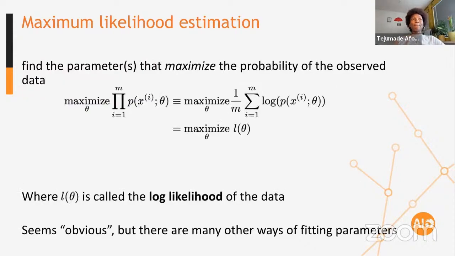And now, to find the parameters that maximize the probability of the observed data, we look at different ways of fitting the parameters, right? One way to do so is that we can just use gradient descent, which we've known before.